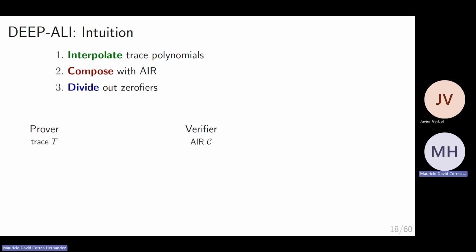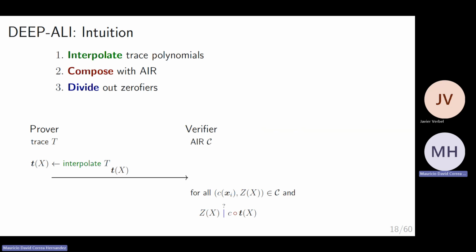That gives rise to a very simple high-level protocol. And this is even more high-level than polynomial IOPs, because this verifier will be able to test divisibility directly. The prover interpolates the trace, sends over the trace polynomials. The verifier composes the trace polynomials with the AIR, and then tests divisibility by their zerofiers. That's it. That's the protocol. Now I'm sweeping a whole bunch of things under the rug, and I'll visit them momentarily.